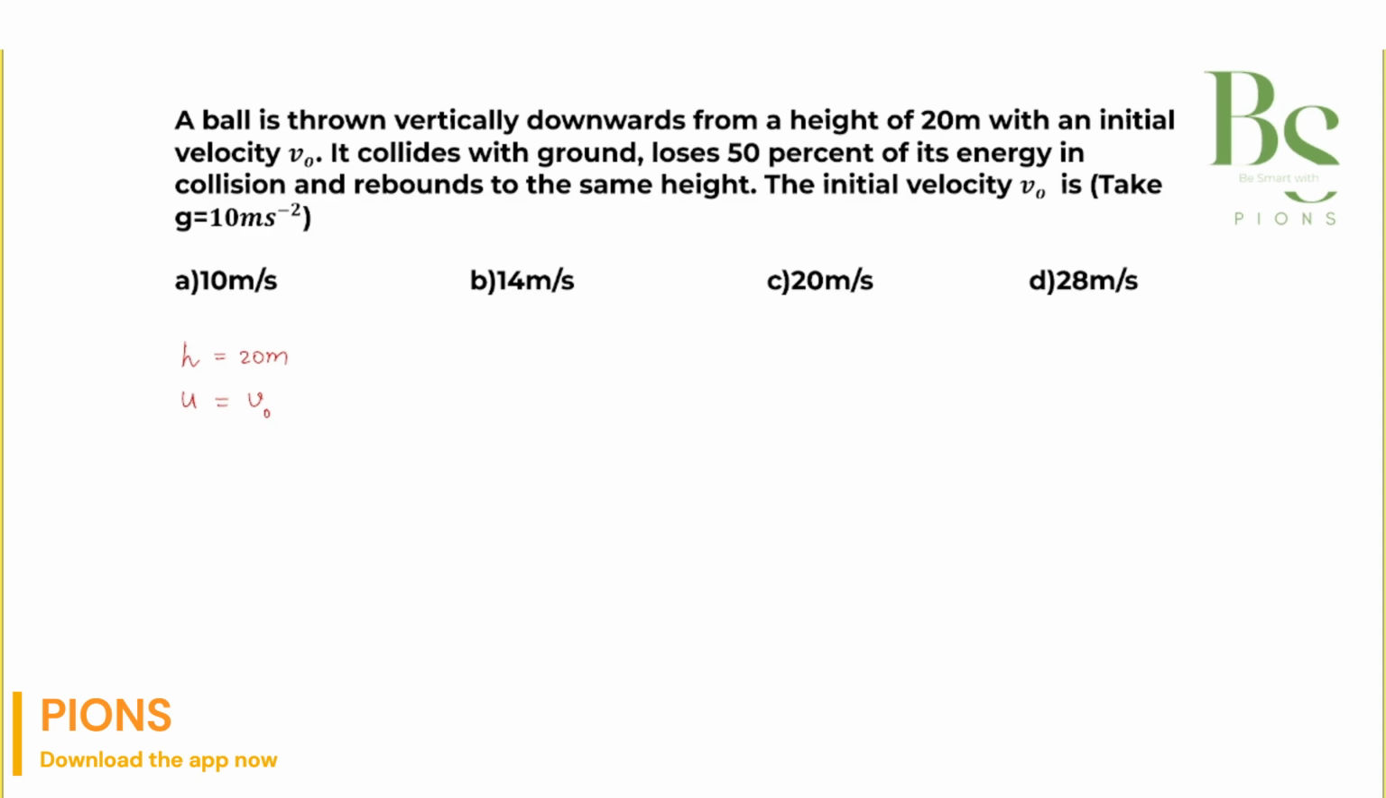So when it hits the ground, let's see what the energy will be. When it hits the ground, its total energy will be the sum of kinetic plus potential energy. So kinetic energy will be half mv0 square plus mgh, where mgh is the potential energy, right?